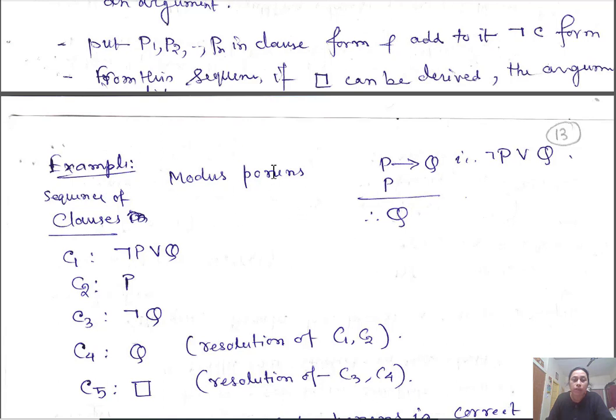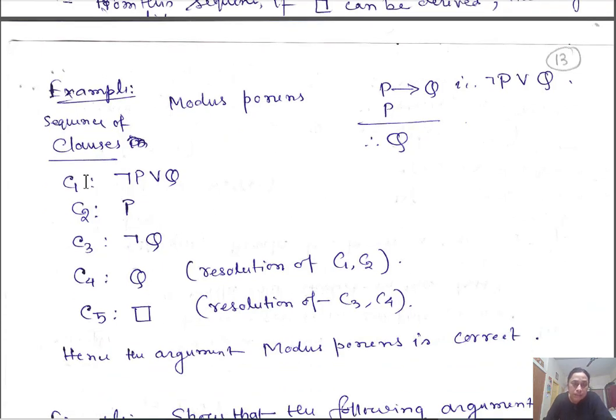So with this resolution principle, we will construct a sequence of clauses. The first clause is C1, which you write in disjunction form: negation of P or Q. The second clause is C2, P. And the negation of the conclusion you have to take: negation of Q. Now if you take the resolution of C1 and C2, I get Q. This I call the new clause C4. Then taking the resolution of C3 and C4, I get the empty clause.